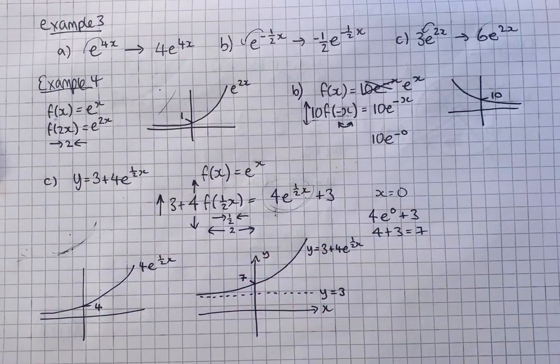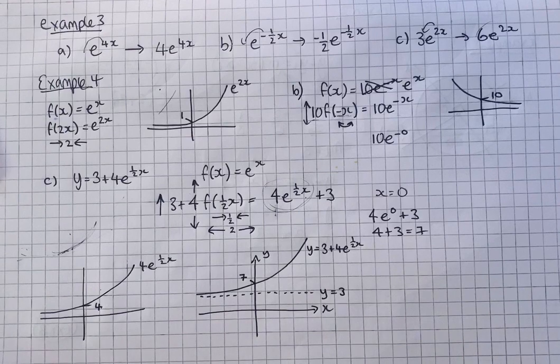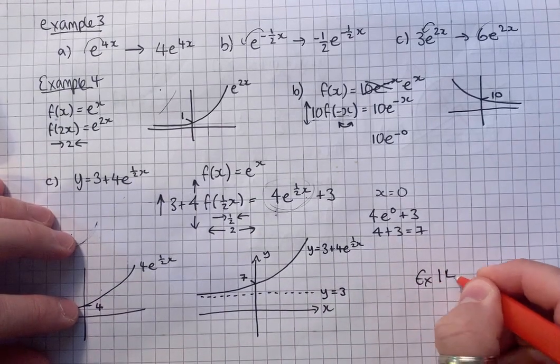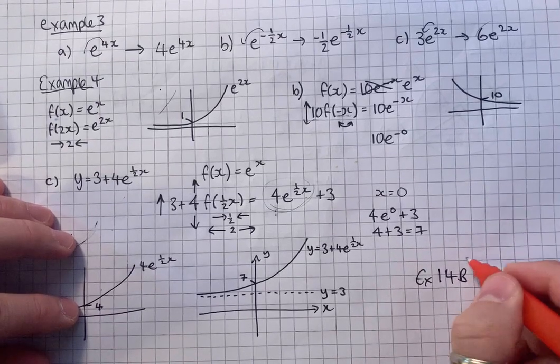Okay, and that is all the examples on the second part of this chapter. So if you can now have a go at exercise 14b, which is on page 316.